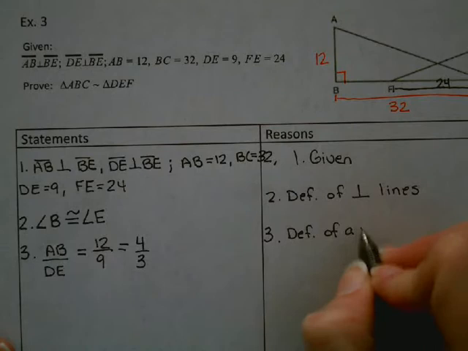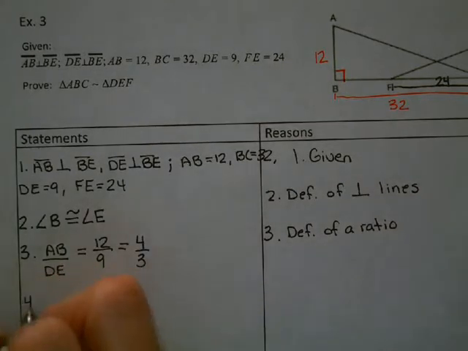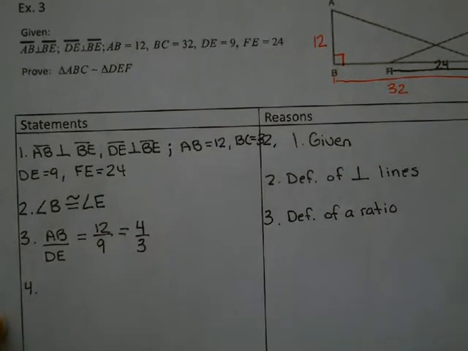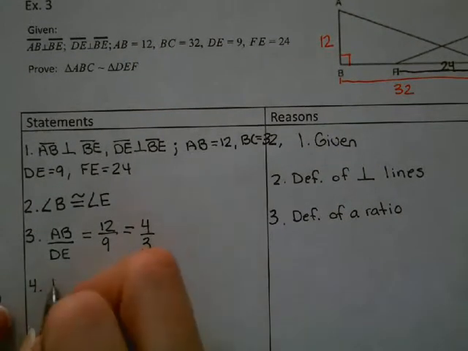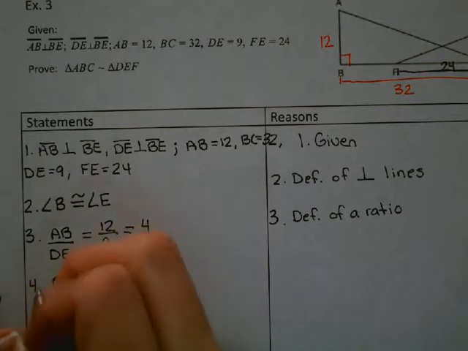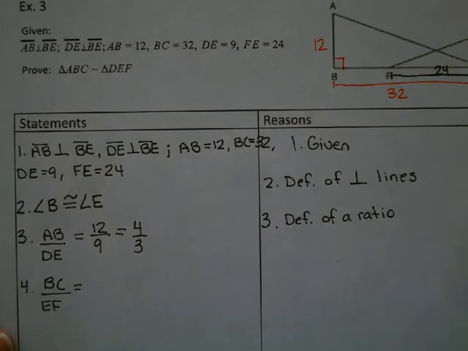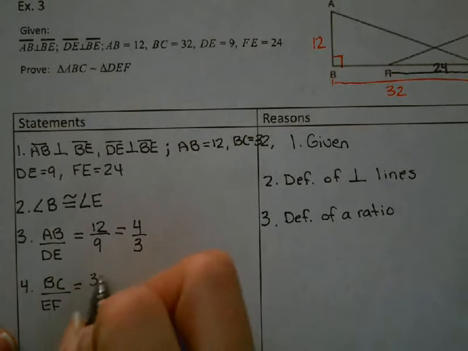We want to prove these are in proportion, so I have to prove the other side works also, because proportion means two ratios are equal. So we will look at, let's do the bottom one. BC is going to match up with, let's look at, I'm trying to find a picture and see. EF. I wrote on my picture, I couldn't see the letters. So BC matches up with EF, so that would be 32 over 24.